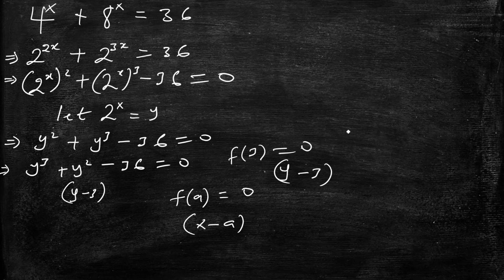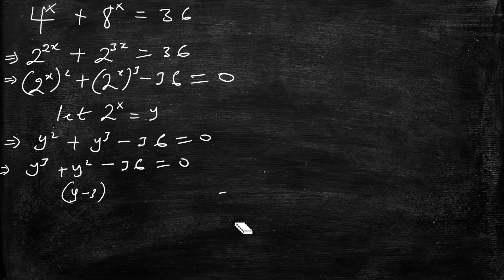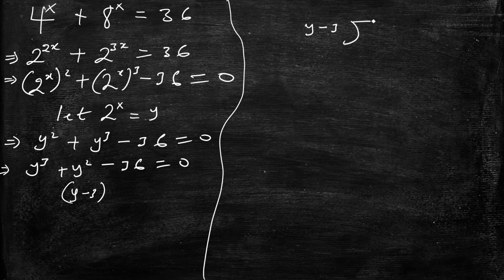Knowing the first factor will help us get the other factors. Since the power is 3, we can get the other factors. So let's divide this one by that. We have y minus 3 dividing y cubed plus y squared, and let's introduce 0y, then minus 36.